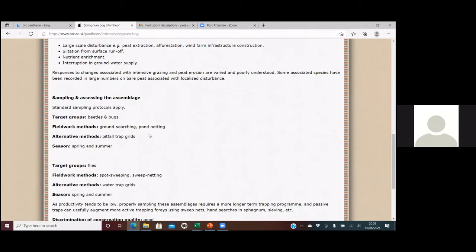Then we start to look at the sampling and assessing the assemblage, the target groups of invertebrates we will go for, so the beetles and bugs.